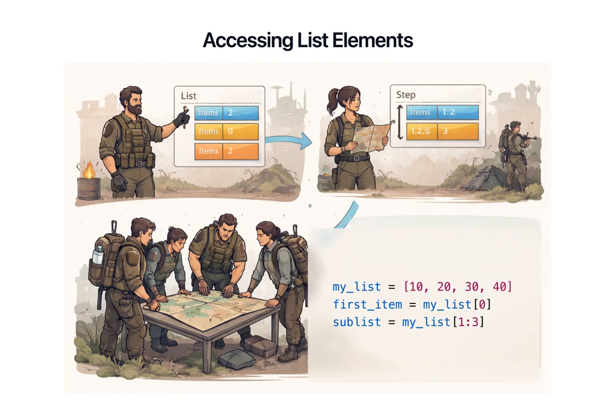Access list elements using index positions, starting from 0. Slicing allows retrieval of sublists, providing flexibility in data handling.